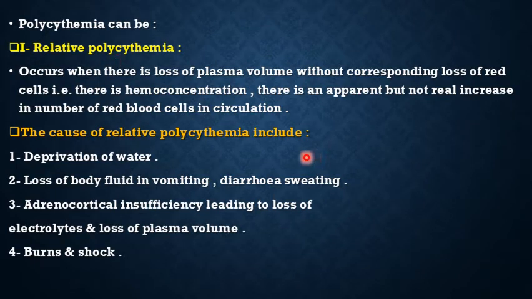Red blood cells are not increased, but relative to the plasma volume they are increased because of the loss of plasma volume. This is seen in water deprivation, such as in fasting, or in hot weather, when there is loss of water or body fluid for any reason, in vomiting, in diarrhea, in sweating. Sometimes adrenocortical insufficiency leads to loss of electrolytes and loss of plasma volume, and also in severe situations such as burns and shock.